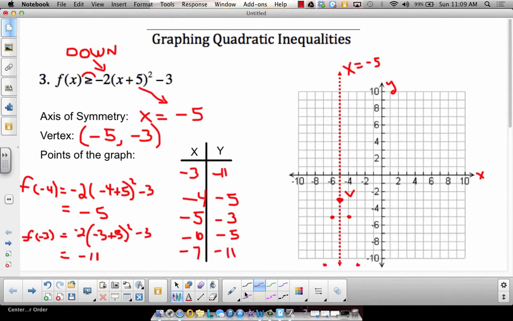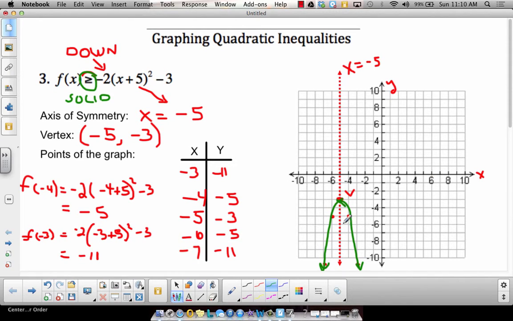Let's choose a different color for this part so that you can really see a little better. We'll use green. Greater than or equal to means I'm going to have to draw my line with a solid graph coming off of here. Okay, so there's my curve. There's my parabola.